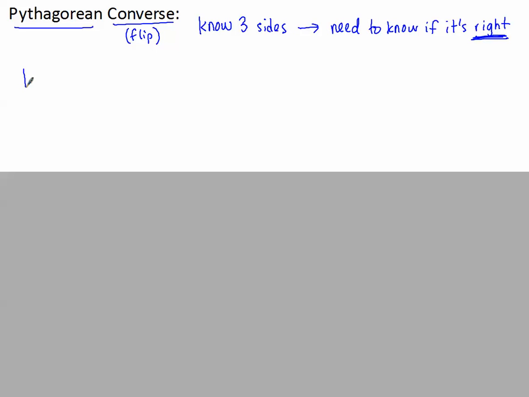So the converse works just like any converse works, starting at the end. If we do c squared and then a squared plus b squared, and we get that it's equal, then we have a right triangle. Now, if c squared doesn't equal a squared plus b squared, the triangle will not be right, but we can do better than that and be a little bit more specific.